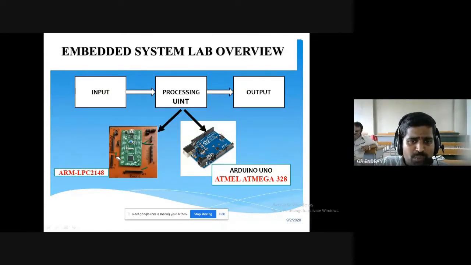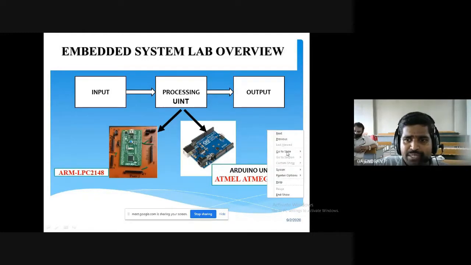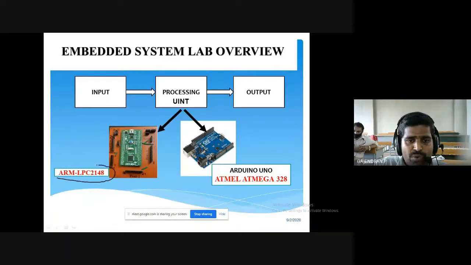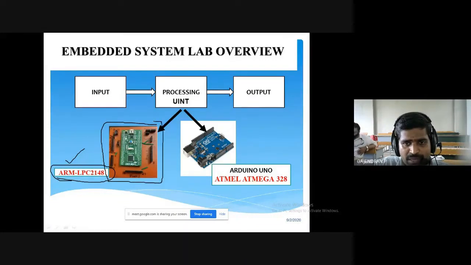The first one is ARM, where we are going to use the variant called LPC2148. Please make note of it. This is our development board. This board is available in our lab classes, so if you come, you can see this. Even in some classes, it will be shown through the camera. This is our LPC2148. In ARM, you have a number of variants, and in that we are going to use LPC2148.